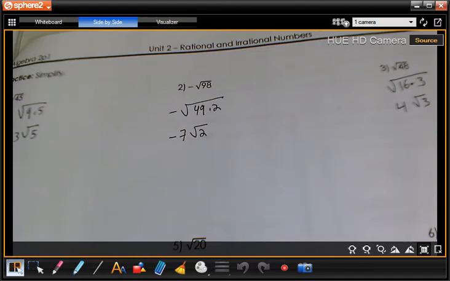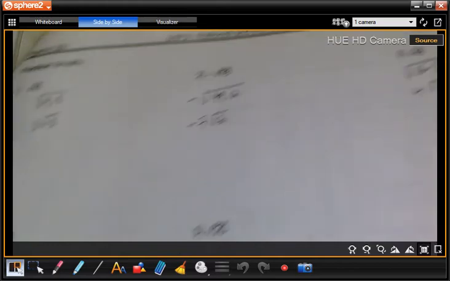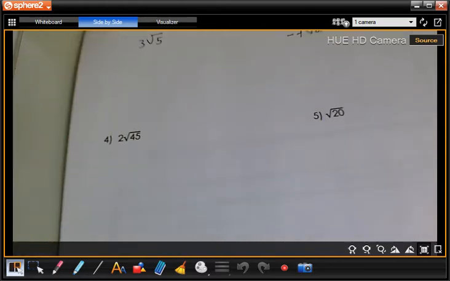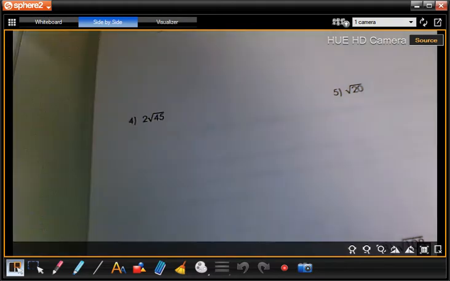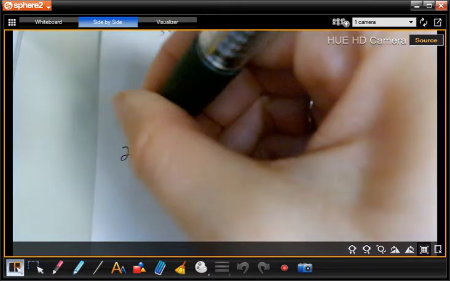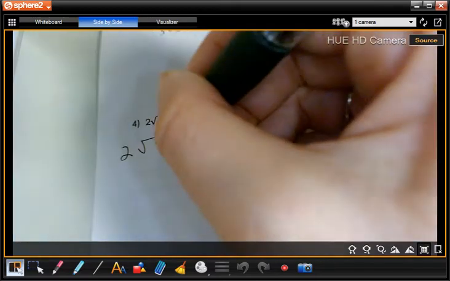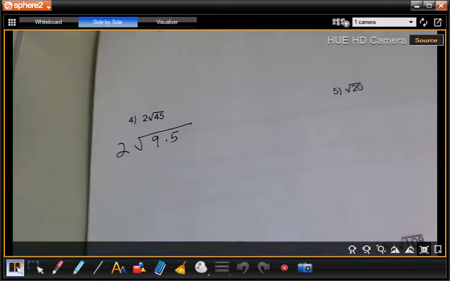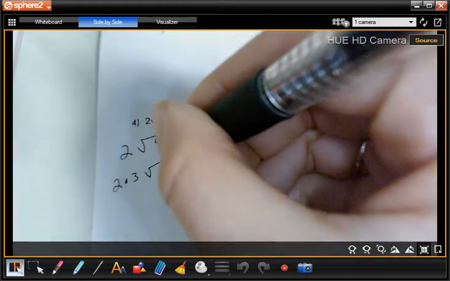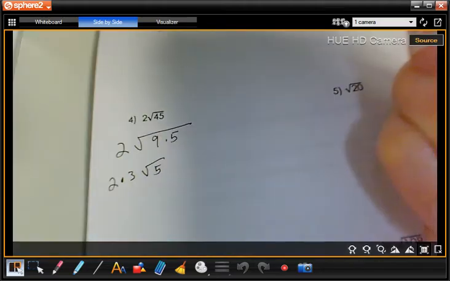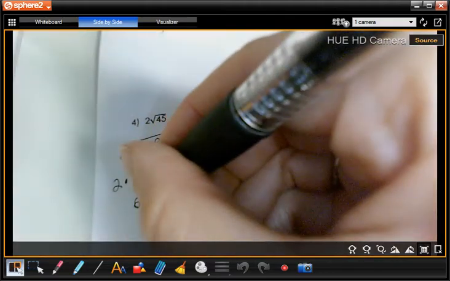Okay. Now this one gets a little strange because there's a number in front. For right now I want you to not worry about that number. What two numbers multiply to give us 45? 9 and 5. So we have, bring the 2 down, square root 9 times 5. What's the square root of 9? So we've got 2 times 3 times square root 5. And what's 2 times 3? 6. So we have 6 square root 5.